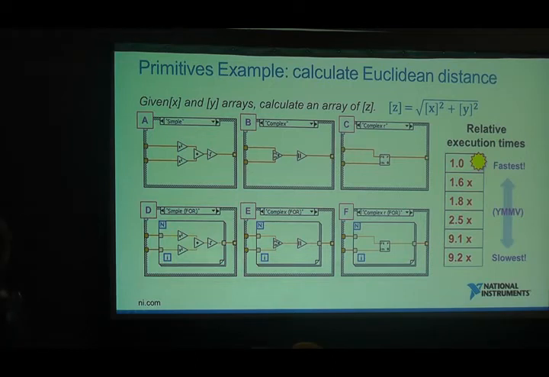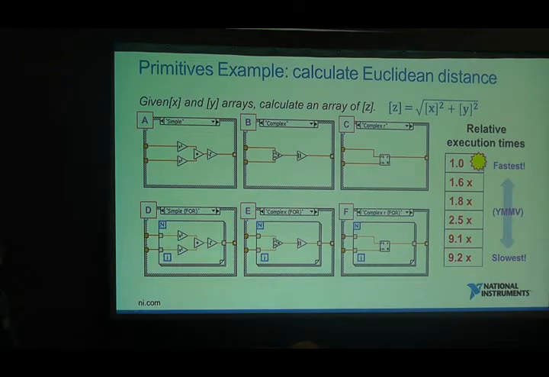So here we have a little quiz. A very simple calculation. I try to keep the examples very simple, so anybody can apply it to their own problems. For example, to calculate the distance as the radical of x squared plus y squared, you can calculate it like this. And these are big arrays, for example, 10 million elements. You have two big arrays, and you get an array out. You can calculate it in many different ways, and six ways are shown here, A to F.